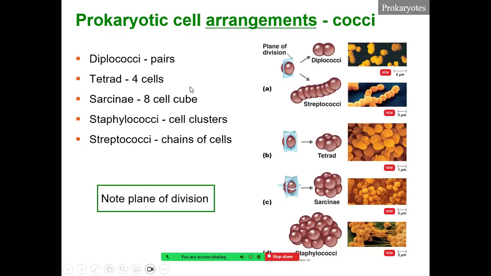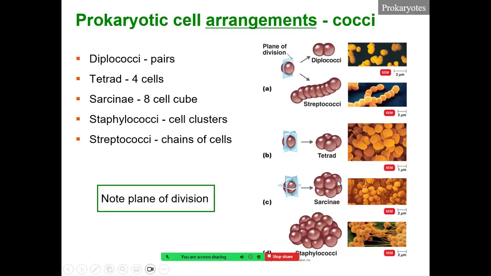You can have a tetrad where four cells are stuck together, like there. They have two different divisions. The cell divides on two planes to make the tetrad. It's hard to see here, but there is a tetrad there separated from that tetrad there. And there's one there. What they needed to do was have fewer cells here so you could more easily see it.